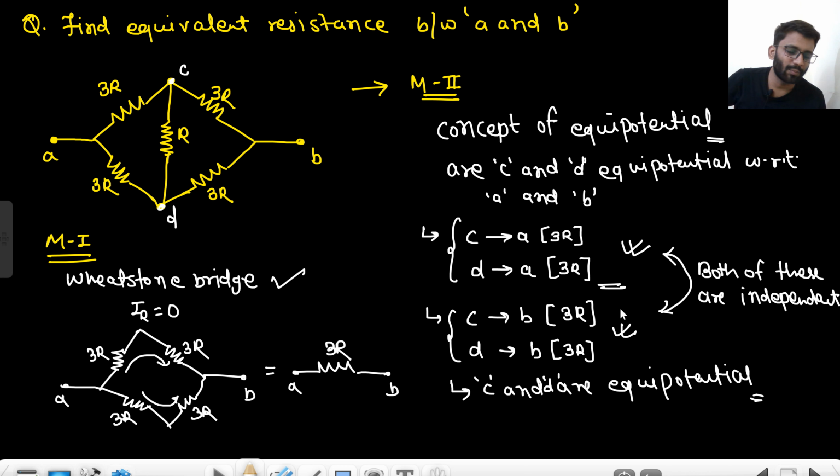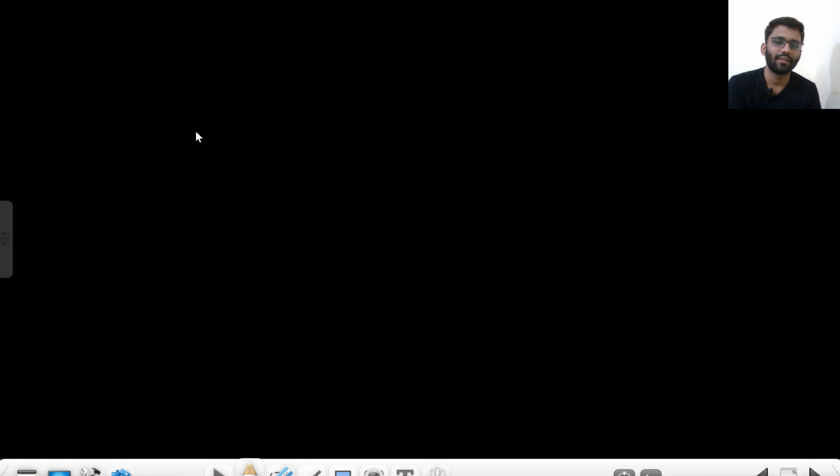Matching of both of these is required, but matching of D to A and C to B is not required, since they are independent. So C and D are equipotential. What does being equipotential mean? That both of them have the same potential, so you can make them a single point. This is A, the C and D will come at a single point only, and this is B.